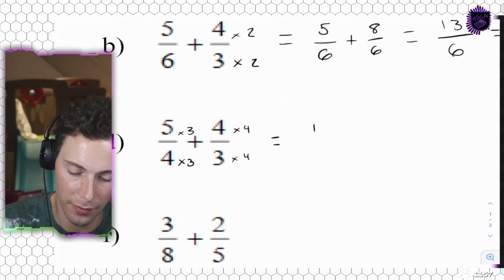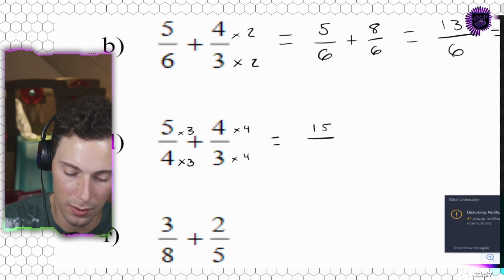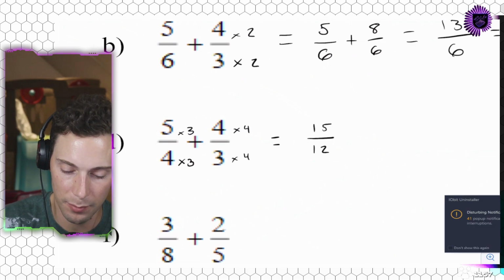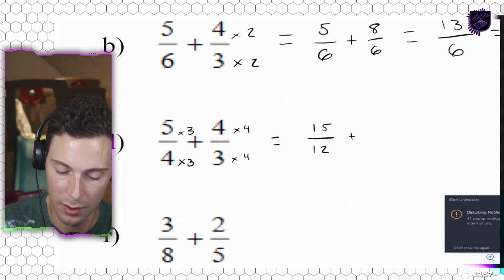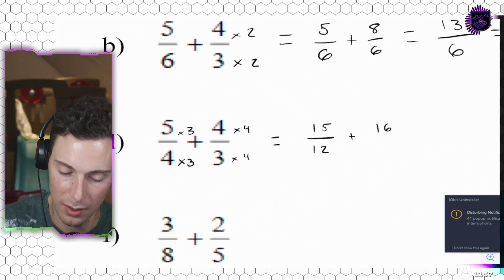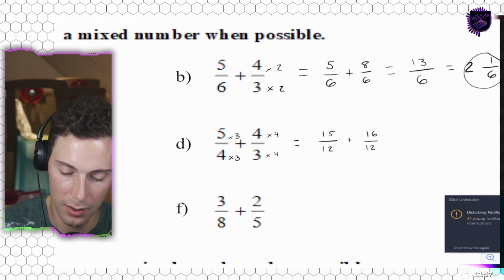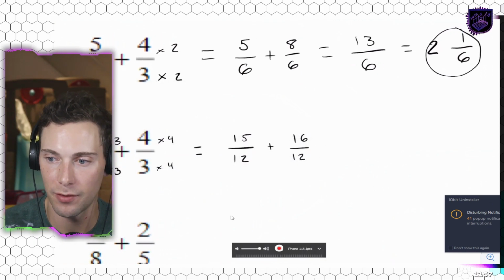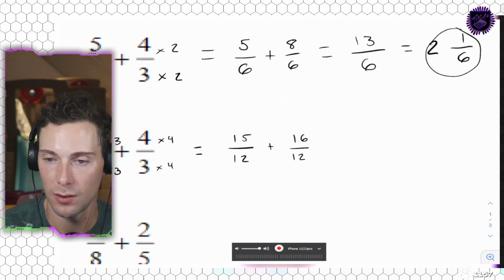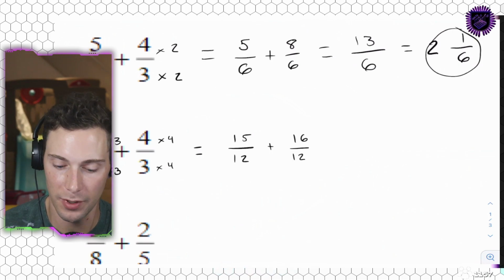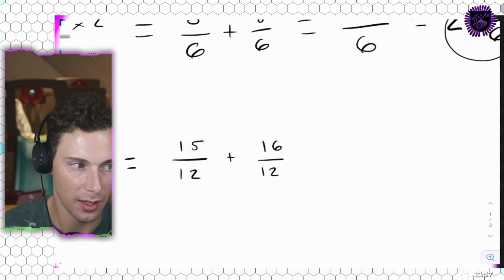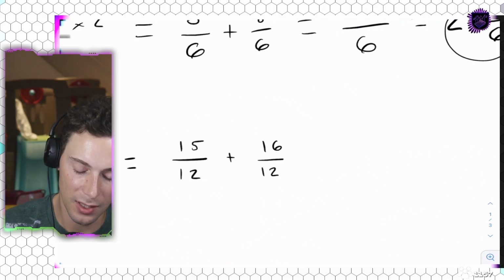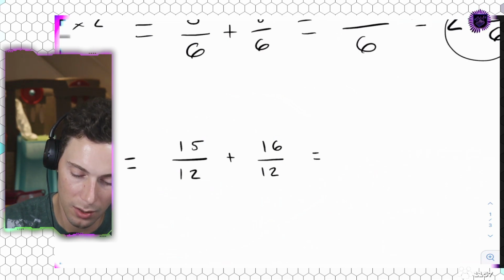So 15/12 plus 16/12. Two improper fractions. That's okay. We'll deal with that at the end. So we're left with 15 plus 16, which is going to be 31.